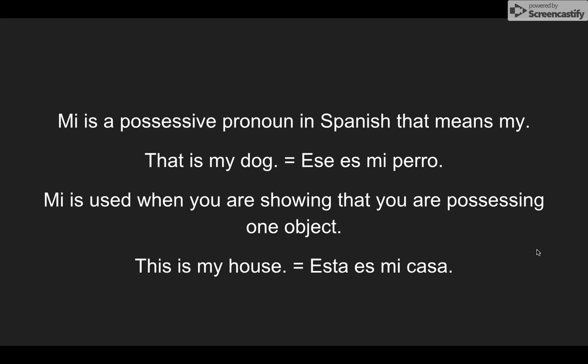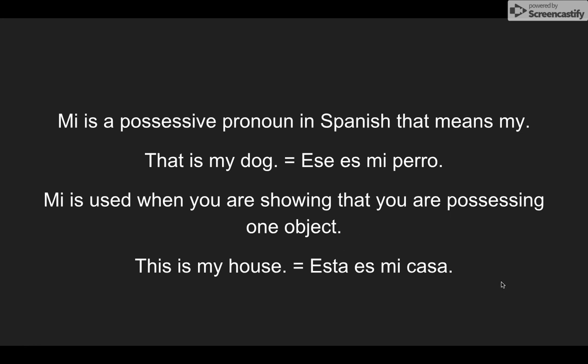So, mi is a possessive pronoun in Spanish that means my. That is my dog. Ese es mi perro. Mi is used when you are showing that you are possessing one object. So, like here in this sentence, it was my dog, just one dog. So, I used mi perro. Here, this is my house. Esta es mi casa. Again, I'm using one object that I'm owning, which is my house.